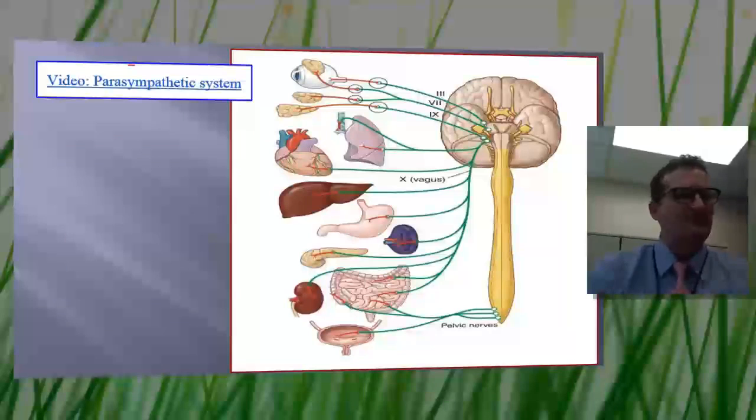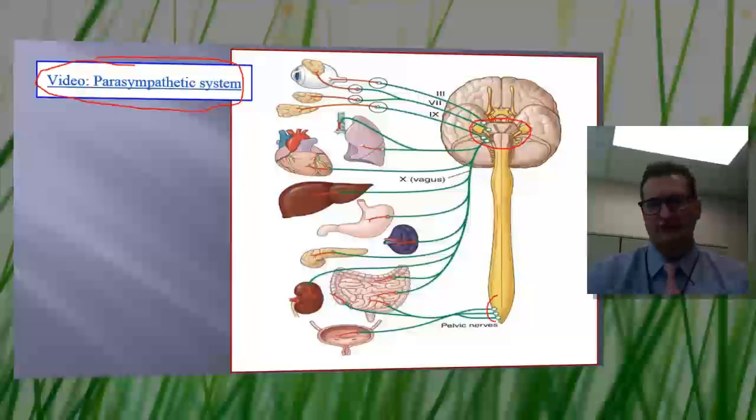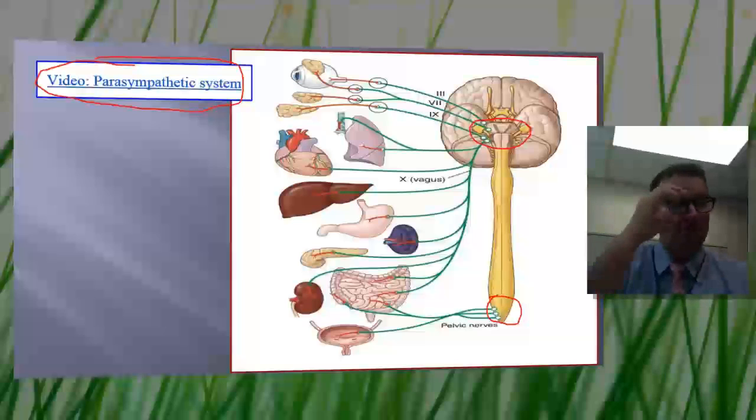Parasympathetic reflexes are shown here. There's a good video overview of this as well that you should look at. Neurons of the parasympathetic division arise from the brain, brainstem, actually the brainstem area, not the cervical, and the sacral area of the spinal cord. This is why the parasympathetic division of the autonomic system is also called the craniosacral division.